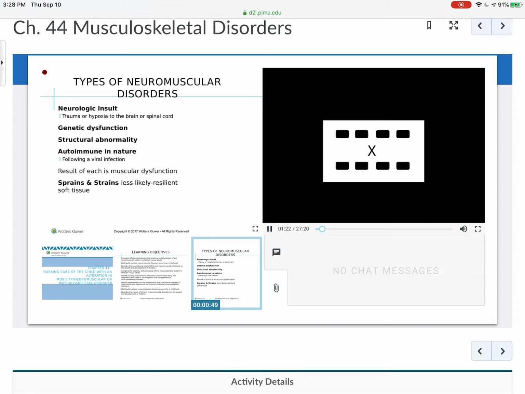So we see sprains and strains because they're less likely to break things. They have better soft tissue, more resilient. The biggest thing with any type of neuromuscular disorder and musculoskeletal disorder is early intervention will yield the best outcomes.